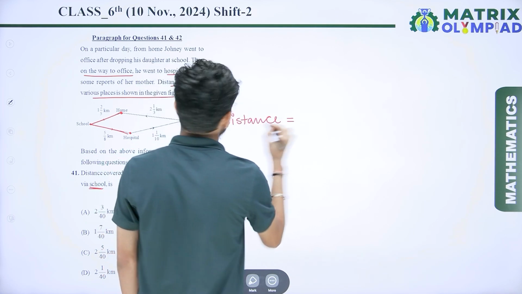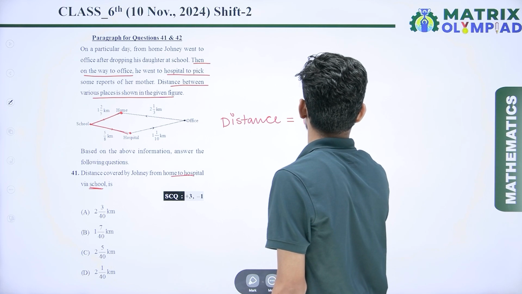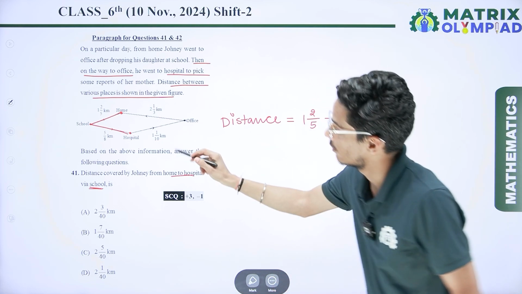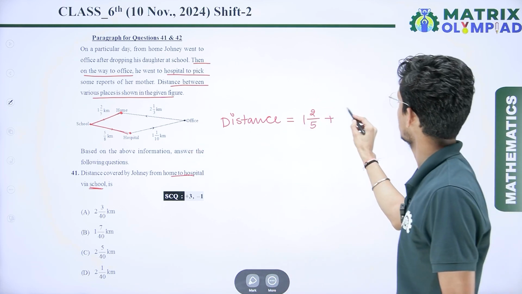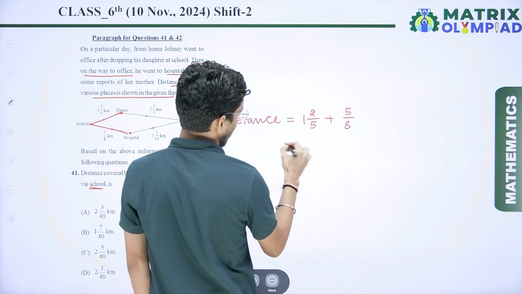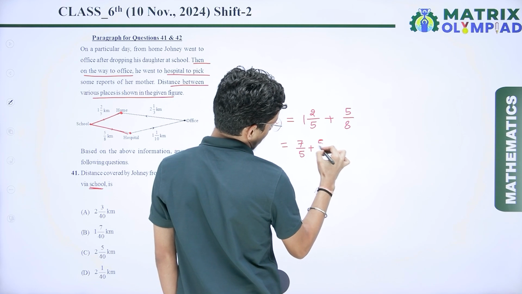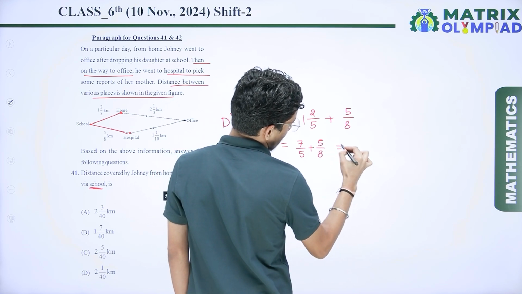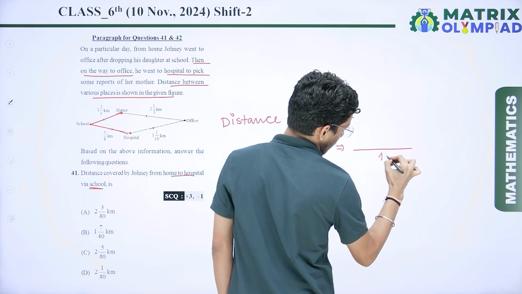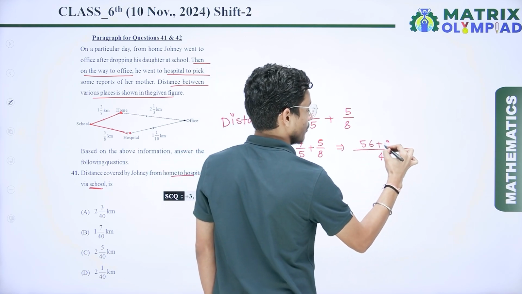that is, first cover home to school, that is 1 and 2 by 5, plus then school to hospital, that is 5 by 8. So simply we have to simplify here. So I can say that this is 7 upon 5 and here we get 5 upon 8. If we take LCM, then we get here 40, and 8 sevens are 56 and 5 fives are 25.